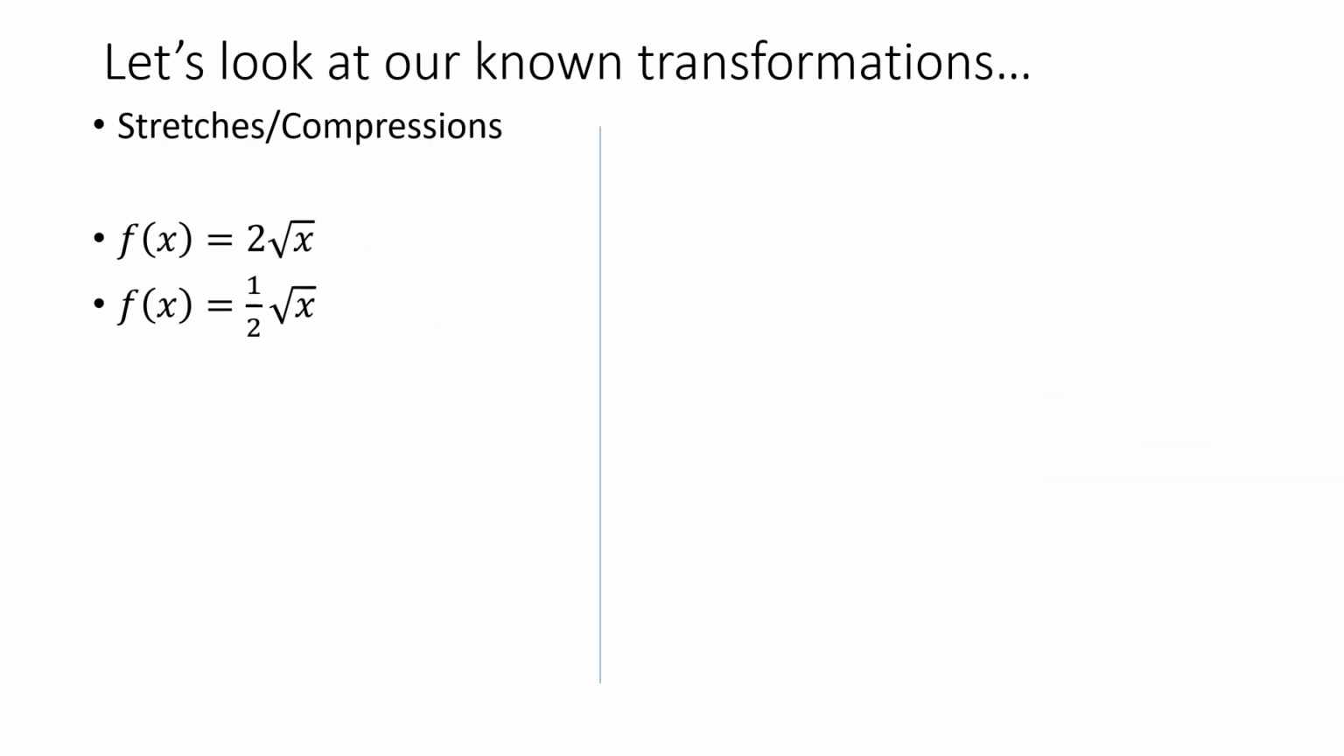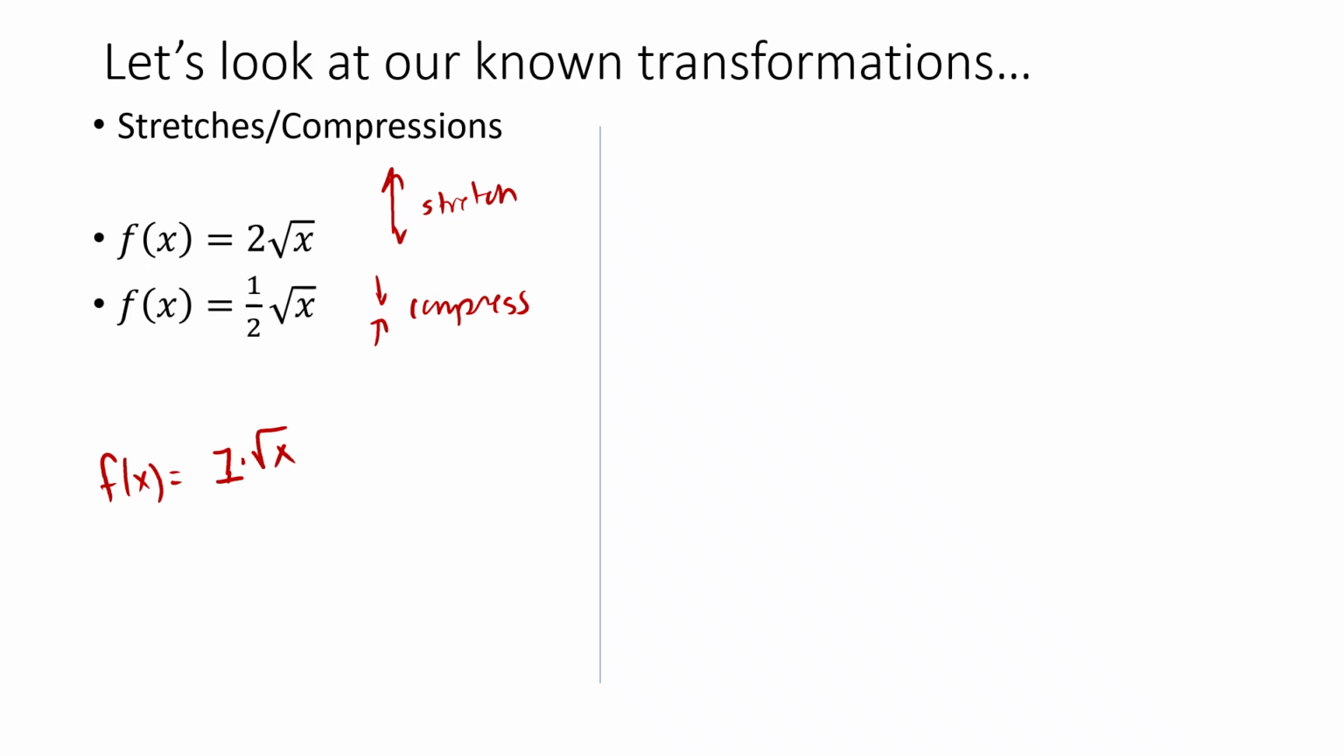Next one is our stretches and compressions. Sometimes this is called a dilation. If the number in front of the parent function was a 1, so it was like 1 square root of x, remember, we're multiplying there. And so if I go greater than 1, we stretch it. And if we go less than 1, we are compressing it. It's like we're pushing it down. And this is specifically a vertical stretch and compression.